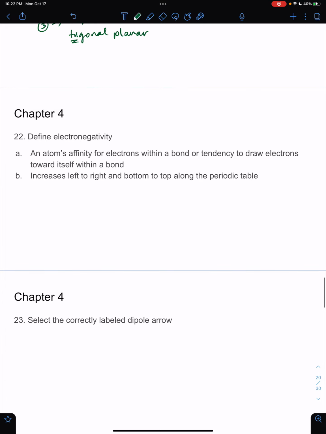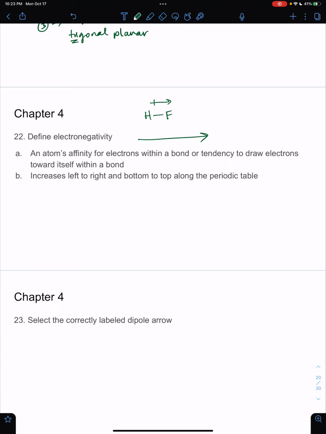Okay. This one says define electronegativity. So electronegativity is an atom's affinity for electrons within a bond, or its tendency to draw electrons toward itself. So if we had a bond like this, the fluorine, we know based on the periodic table trend, it's farther to the right on the periodic table. So that means it's going to be more electronegative. The electrons are going to be drawn towards the fluorine because it has a higher tendency to draw electrons toward itself.